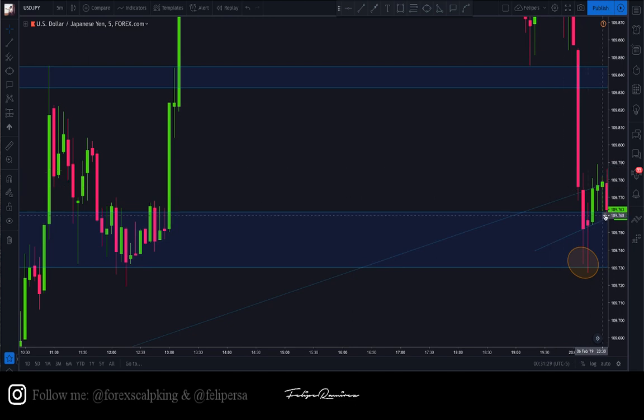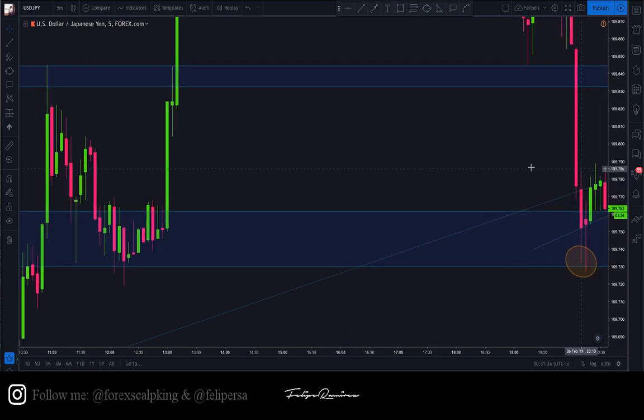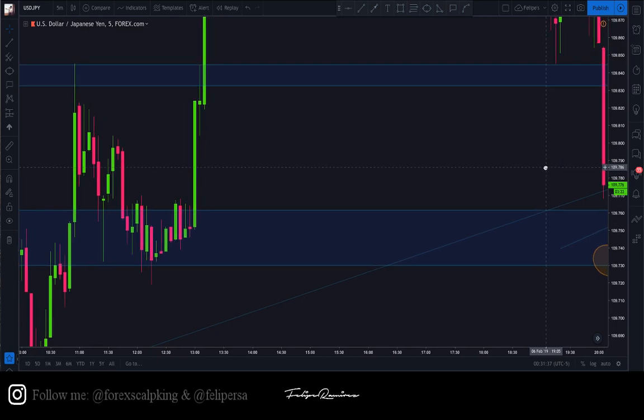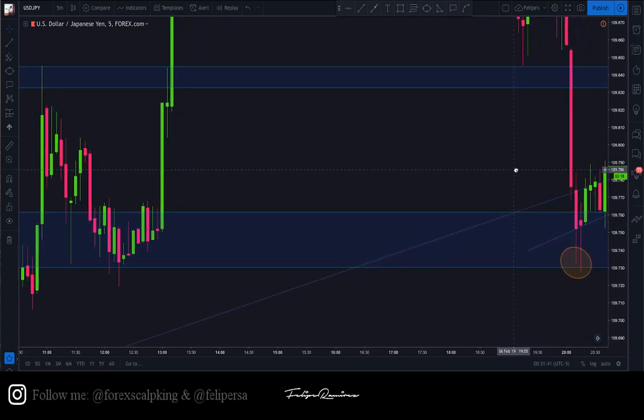What is this? That's just a trap. This is just a nice psychology play with you. This is playing with you. You're saying, oh, okay, this is a pullback. I'm going to sell this. Sell. Oh, I'm doing great. And then boom, another bullish engulfing candle.